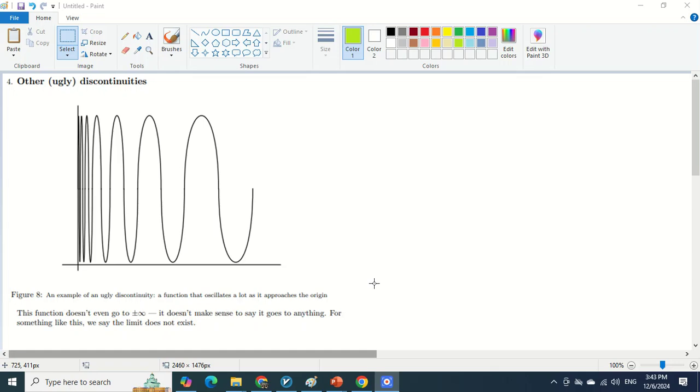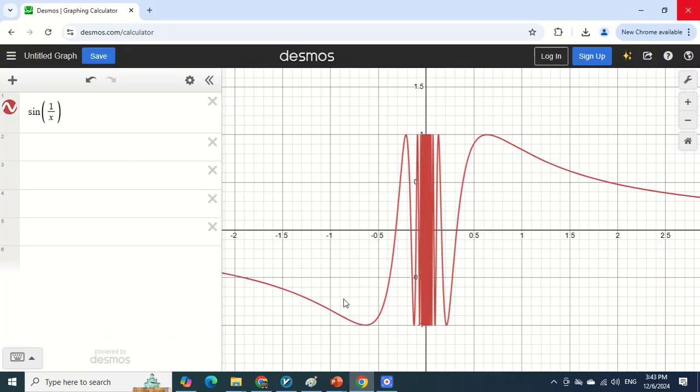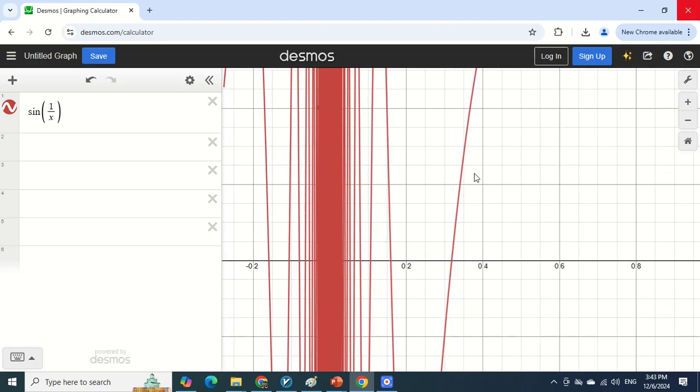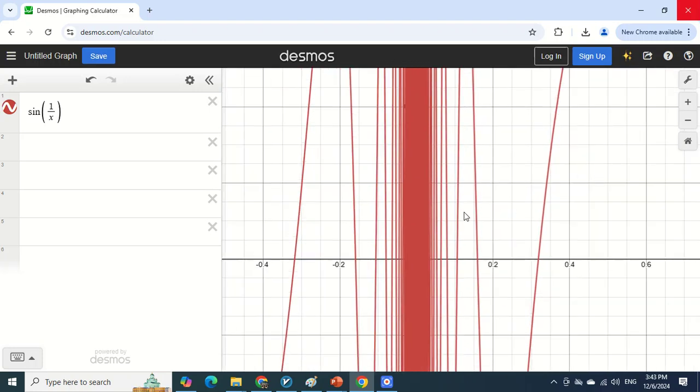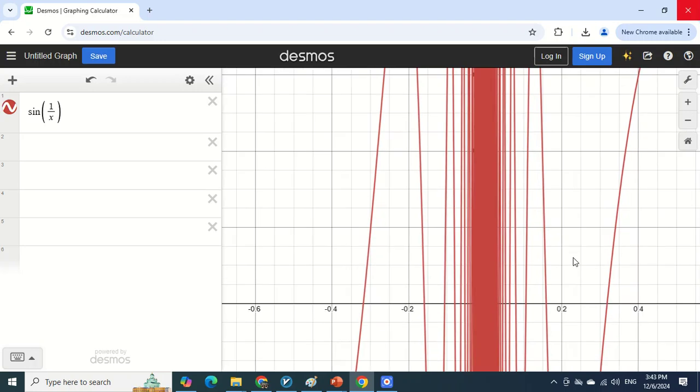So the last type of discontinuity that we have over here is the ugly discontinuity. We call it ugly because the oscillation of this function is too much around the given point. For instance, one of the famous examples of this discontinuity is sine of 1 over x. I have the shape of this function created by the Desmos program, and as you can see, as much as you go inside and get closer to the point 0, it's too oscillated and it's an ugly discontinuity because you cannot even see what's happening over there.